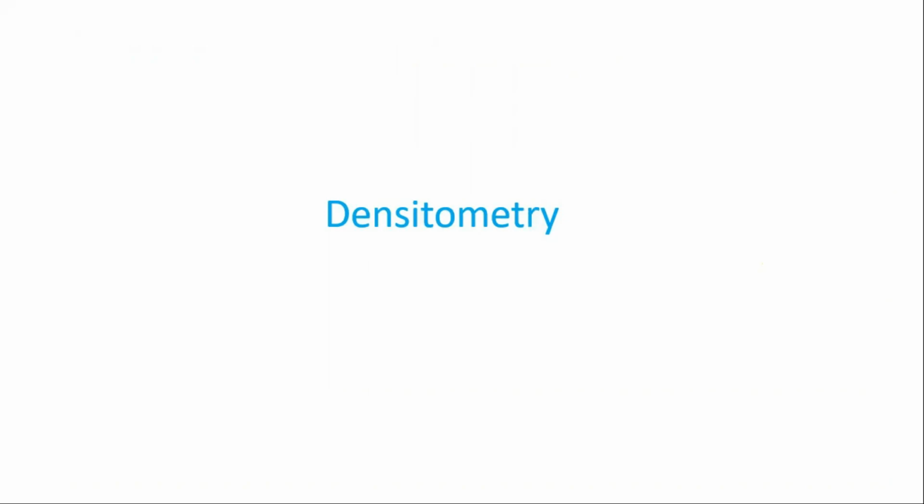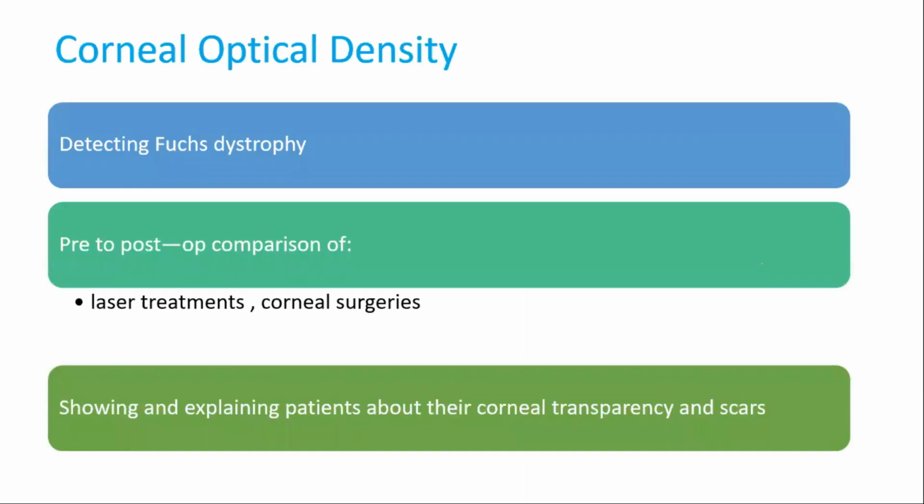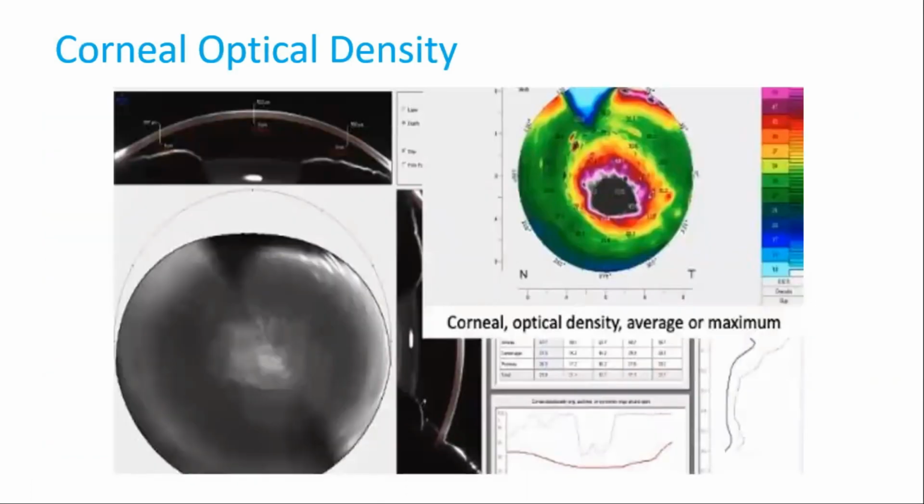So densitometry is nothing but to assess the density of the specific layer in the anterior segment. This feature is helpful mainly in detecting the corneal pathologies, like Fuchs dystrophy and pre-op and post-op comparison of the laser treatments and corneal surgeries, and also very useful in showing and explaining to patients about the corneal transparency in the scars. So this is how the report looks like.